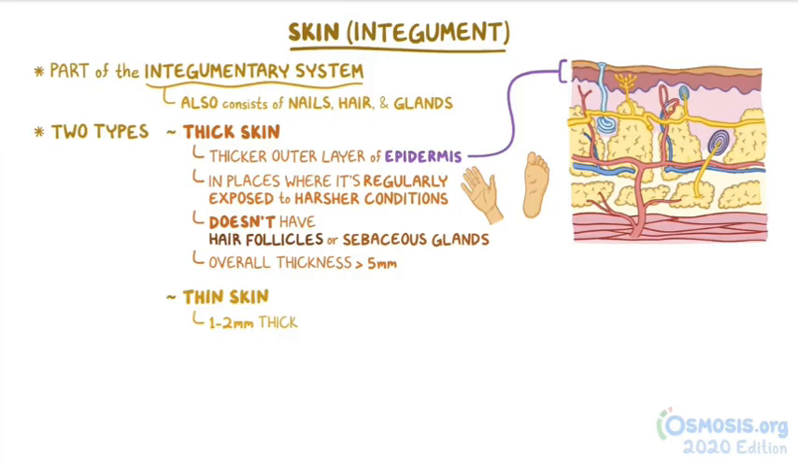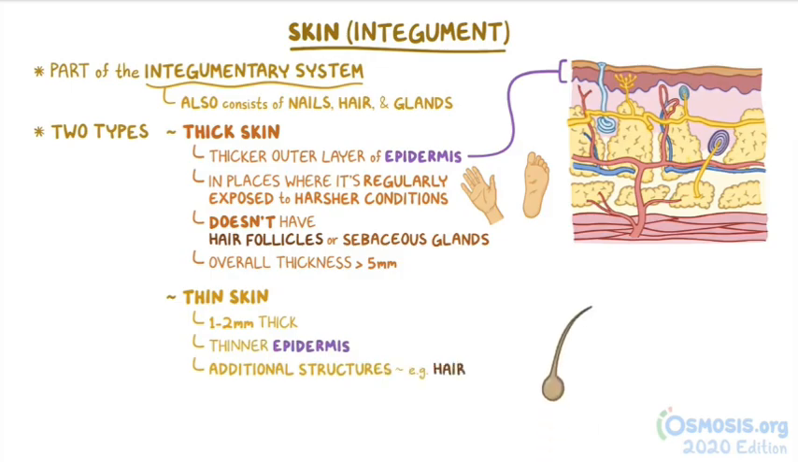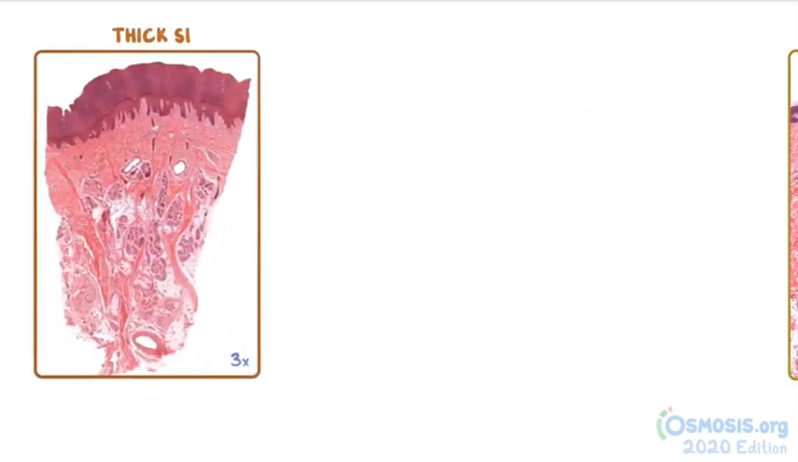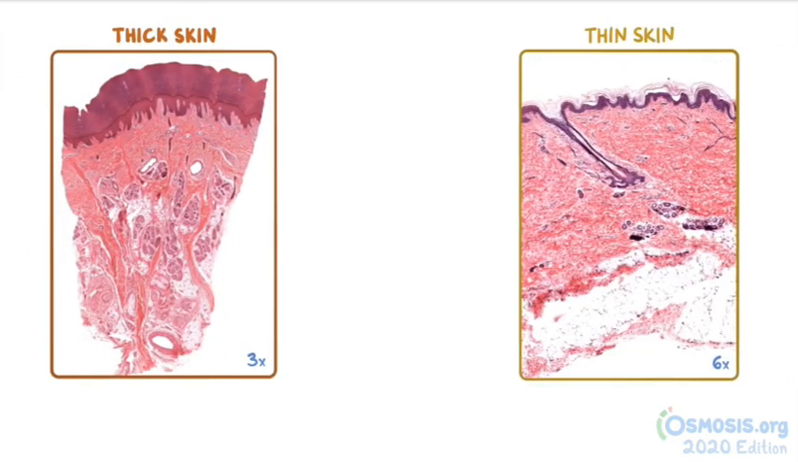Thin skin has all the same structures as thick skin, except it has a thinner epidermis and additional structures such as hair follicles and sebaceous glands. If we compare histologic images of thick skin and thin skin at low magnification, we can see the three main layers that make up the skin.